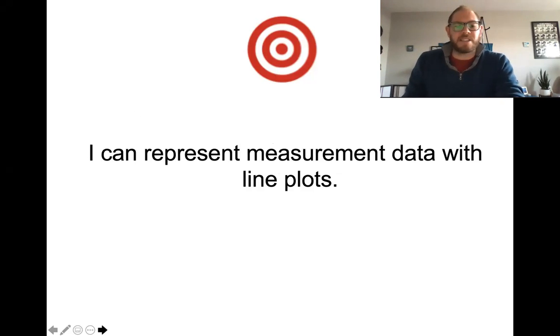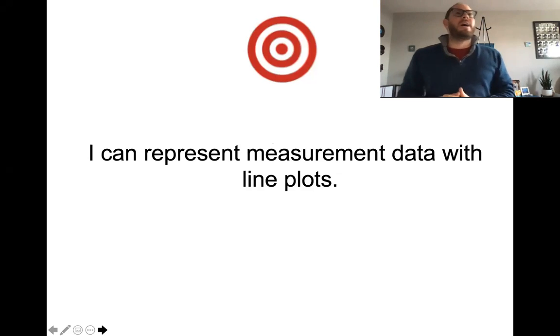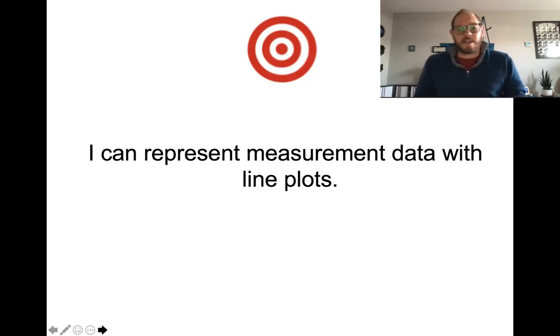Well done, grade 3s. So today we are learning I can represent measurement data with line plots. Now we know that line plots are the little X's that we put above a number on a number line to show how many things were that length. So if 5 things were 3 inches long, how many X's would I put above the 3 in my number line that's showing me inches? I'd put 5 little X's above it.